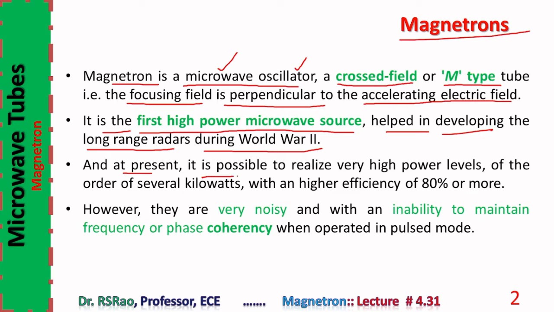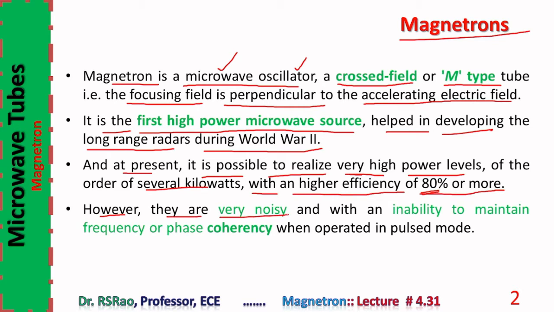At present, it is possible to realize very high power levels of the order of several kilowatts with a higher efficiency of 80% or more. Regarding magnetrons, one point should always be kept in mind. They are capable of delivering very high power levels. They are also highly efficient systems. Getting an efficiency of 80% from a microwave tube is not a simple thing. It is actually an extraordinary performance.